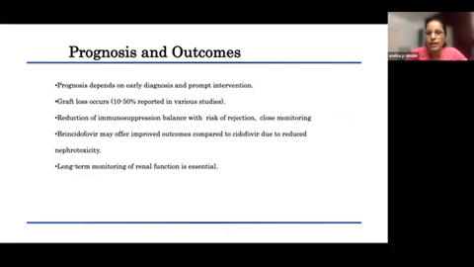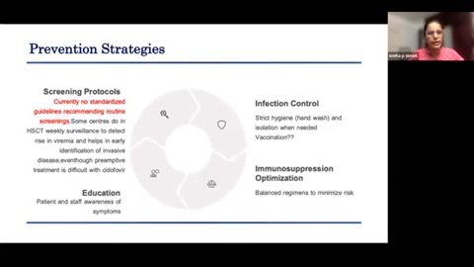Reduction of immunosuppression should be balanced with the risk of rejection, and close monitoring of graft function is needed. Brincidofovir may offer improved outcomes compared to cidofovir due to the reduced nephrotoxicity. Long-term monitoring is essential. Preventive strategies and screening protocols.